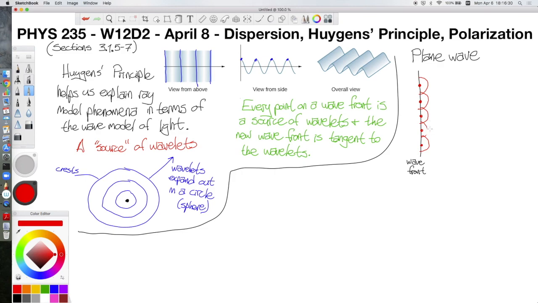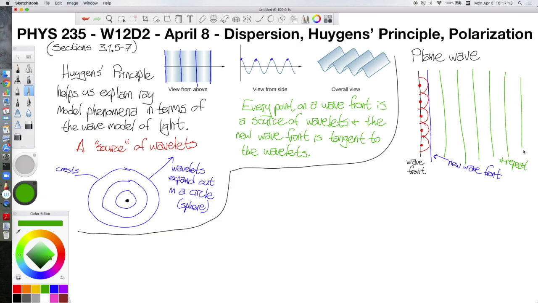So let me adjust my picture just a little bit here. And now our new wavefront is tangent to all of these wavelets. So we draw a line that is tangent to all of those wavelets, and now this is our new wavefront. If we repeat this pattern, we will get a picture that tells us how this wave progresses over time. So the next wavefront for a plane wave would be here, then here, then here, and so on, continuing straight lines as the wave progresses to the right over time.